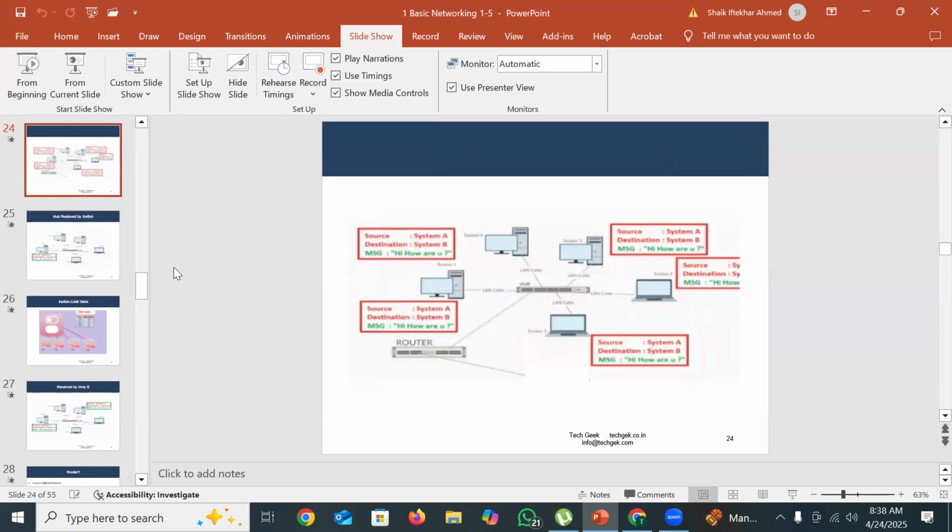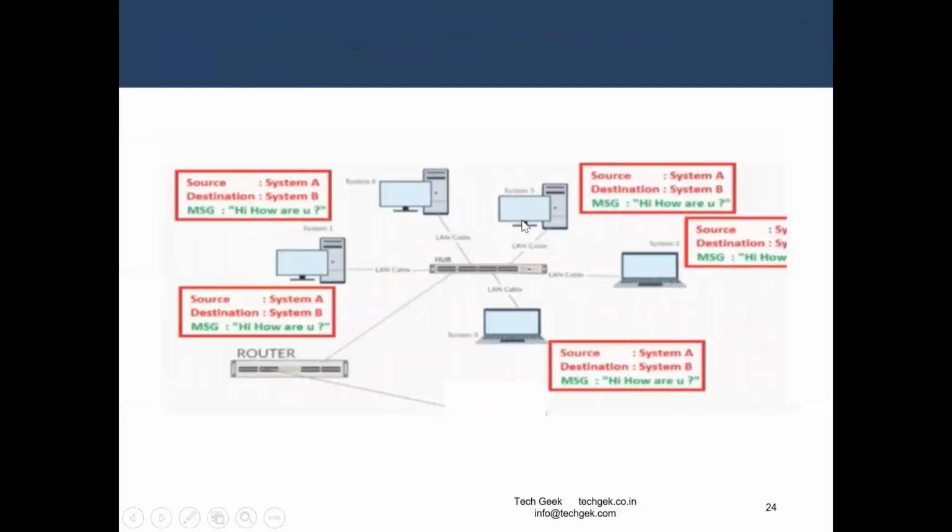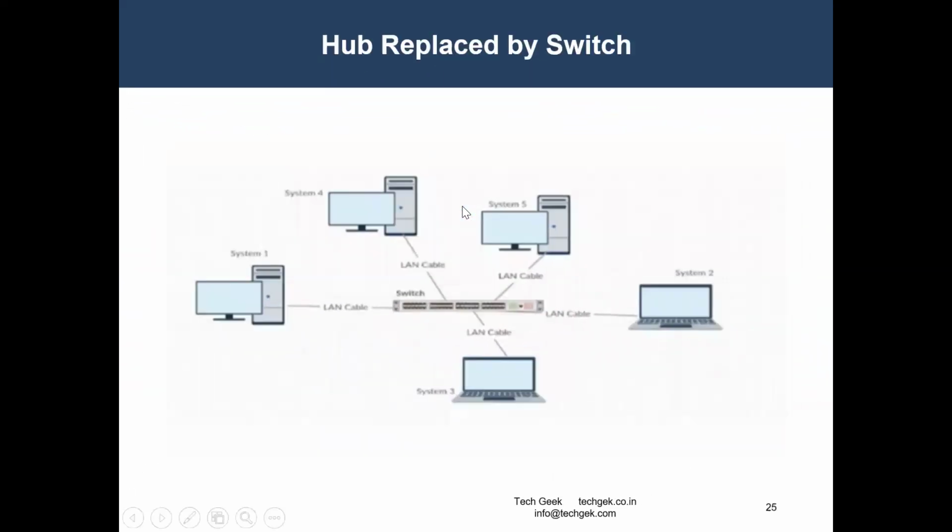This is what I want you to understand. A hub broadcasts all the data. Whenever we send a message to one system, it can be received by all the systems. That is one of the flaws, one of the disadvantages. So that's the reason the hub is replaced by the switch.